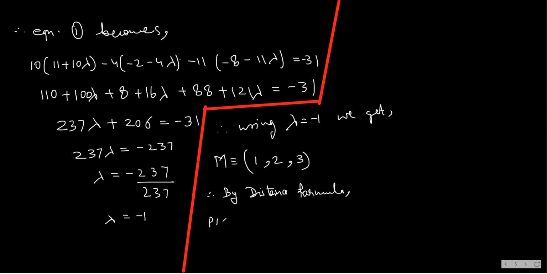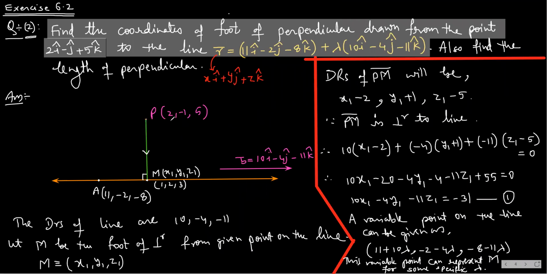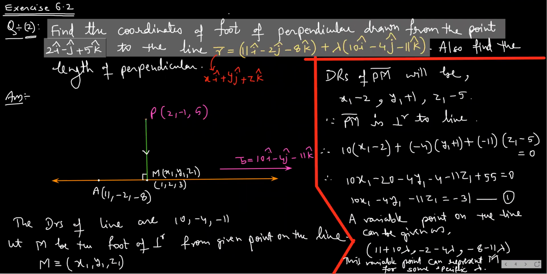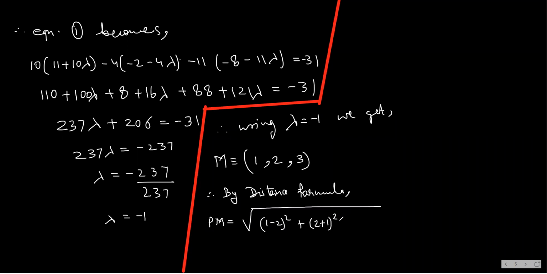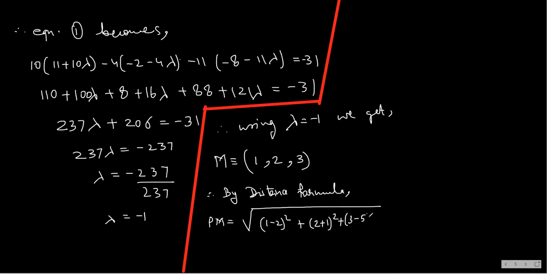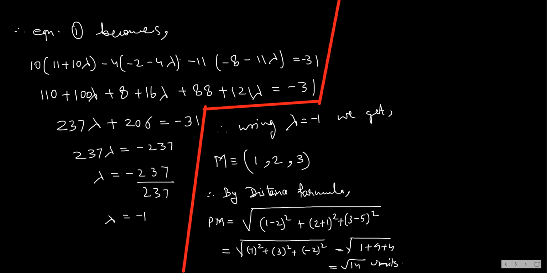you will have, pm is square root of, you know this, square root of 1 minus 2 the whole square, plus 2 minus of minus 1, that is 2 plus 1 square, plus 3 minus 5 the whole square. So what is it? It is minus 1 square plus 3 square plus minus 2 square. That is equal to square root of 1 plus 9 plus 4. That is root of 14 units. We got the length of the perpendicular.